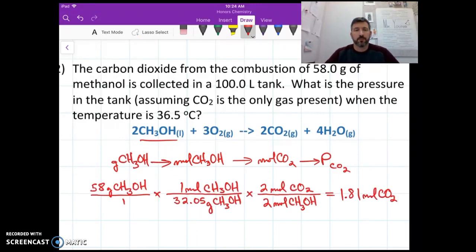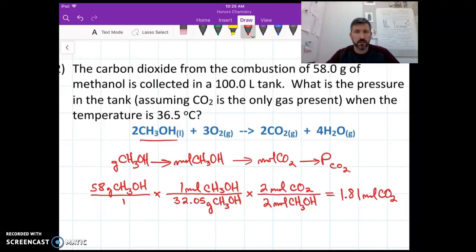Okay, and there you have it. So we get 1.81 moles of CO2. I just used the periodic table to go from grams to moles of methanol, and then I used the balanced equation to go from moles of methanol to moles of CO2, which was just a 1-to-1 or 2-to-2 ratio. I get 1.81 moles of CO2. And if we look at our plan, now we need to take it to pressure. So I'm going to let you do that and try to figure it out based on the information given to you in the problem. Solve for P.